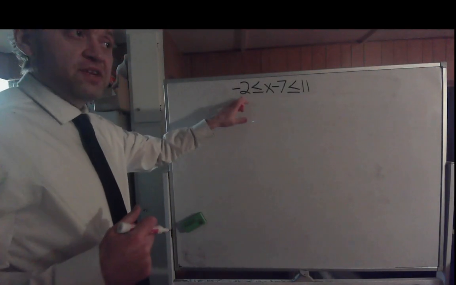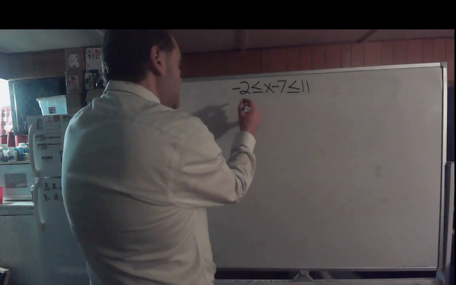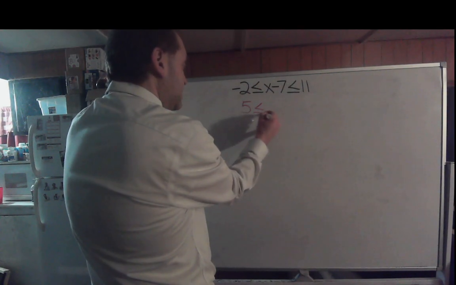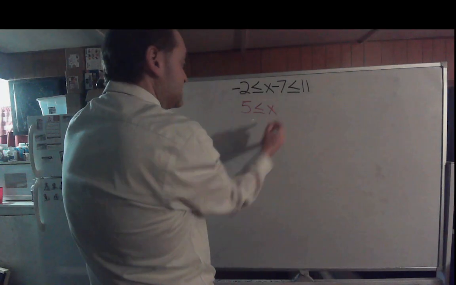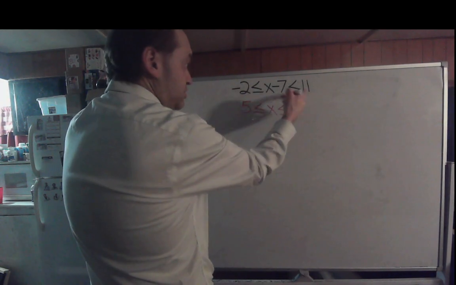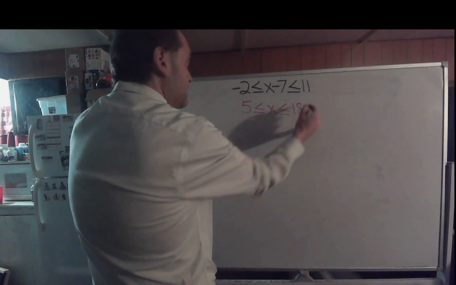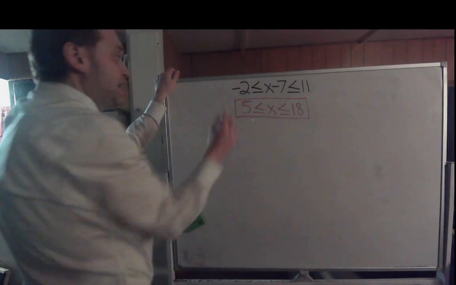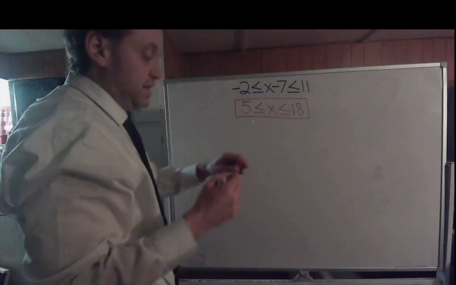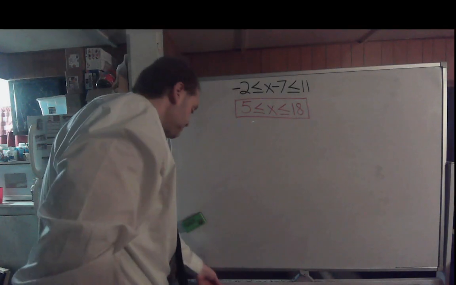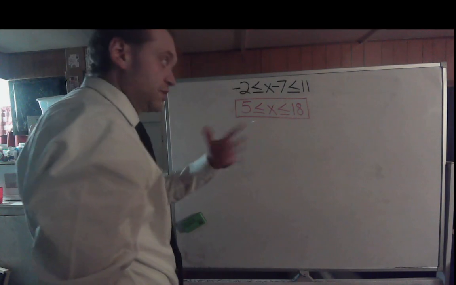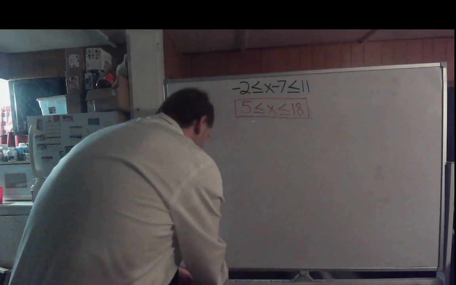If I add 7 to negative 2, that's going to give me positive 5, which would then be less than or equal to just x, which would be less than or equal to 11 plus 7, which is 18. So I would end up getting the solution that 5 is less than or equal to x, which is less than or equal to 18. Which also means that x is greater than or equal to 5 and less than or equal to 18. That's what that means. But this is a more convenient way to write that.